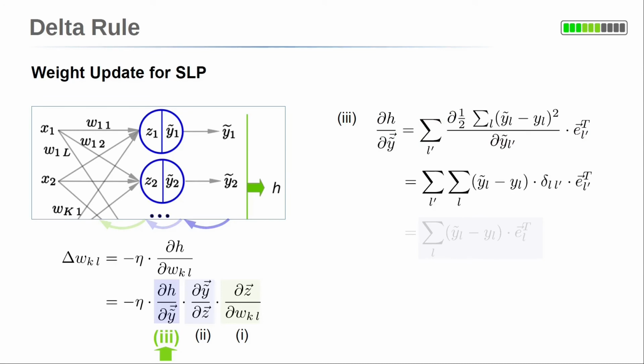The derivative of the squared difference is 2 times this difference. The factor 2 cancels with the factor 1/2. So we have the sum over L prime and L of y tilde L minus YL times the Kronecker delta LL prime times the unit vector EL prime transpose. The two summations reduce to a single one due to the Kronecker delta LL prime. This gives the sum over L of y tilde L minus YL times the unit vector EL transpose.